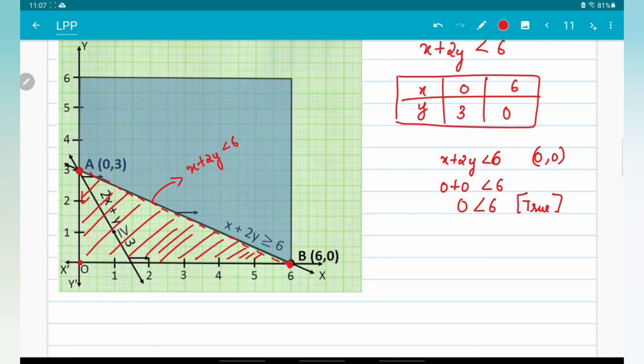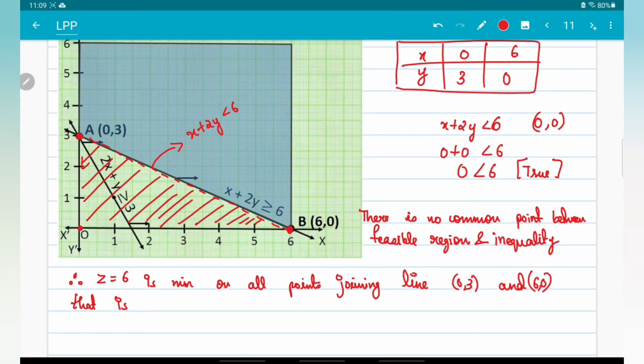If you check here, this blue and this red part have no common region between them. There are intersection points, but there is no common shaded region between them. I'm going to write the statements, which are very important right now, so pay attention. I've written these two statements. The statement says there is no common shaded region between our feasible region and our inequality, that is, x + 2y < 6, which we plotted just now.